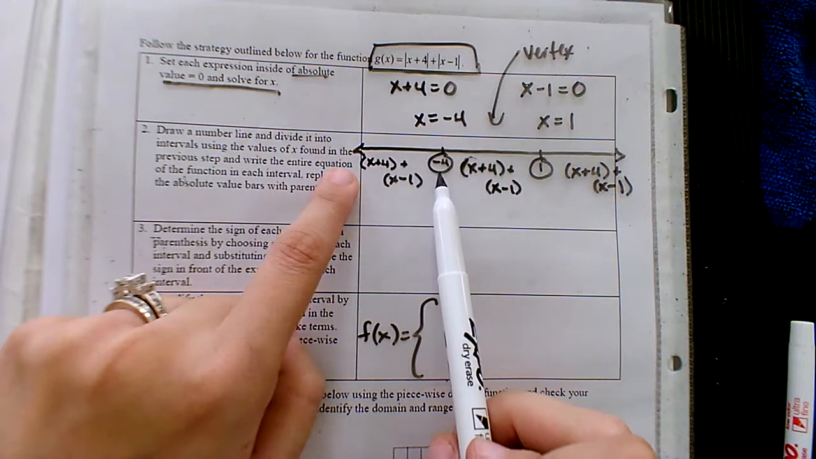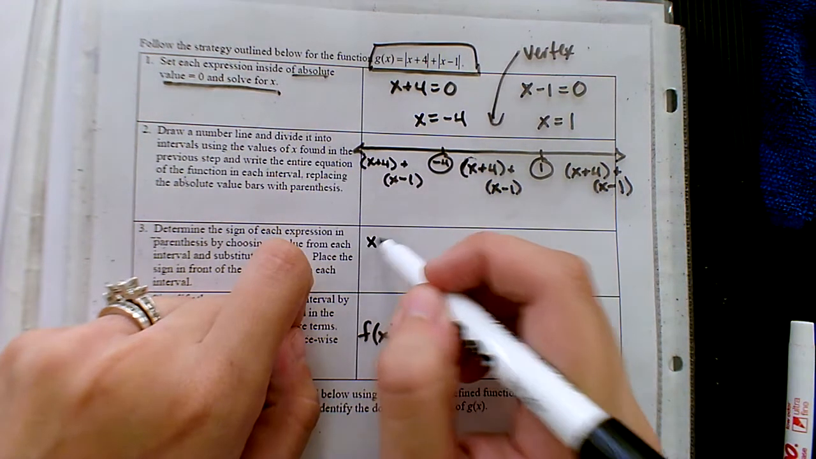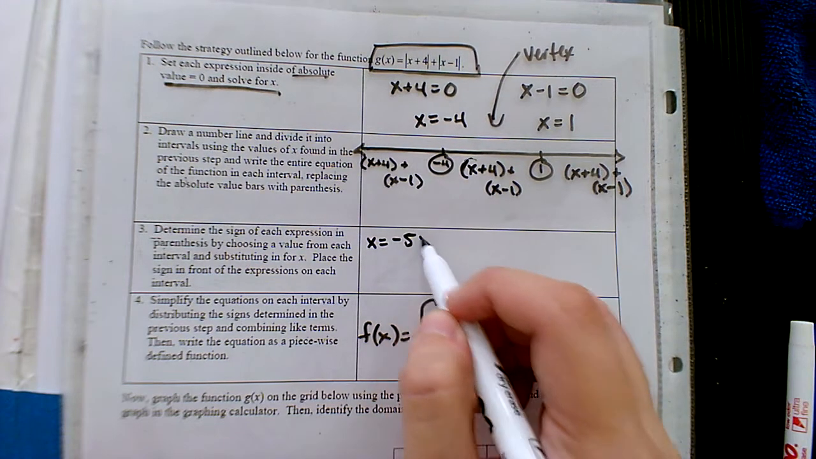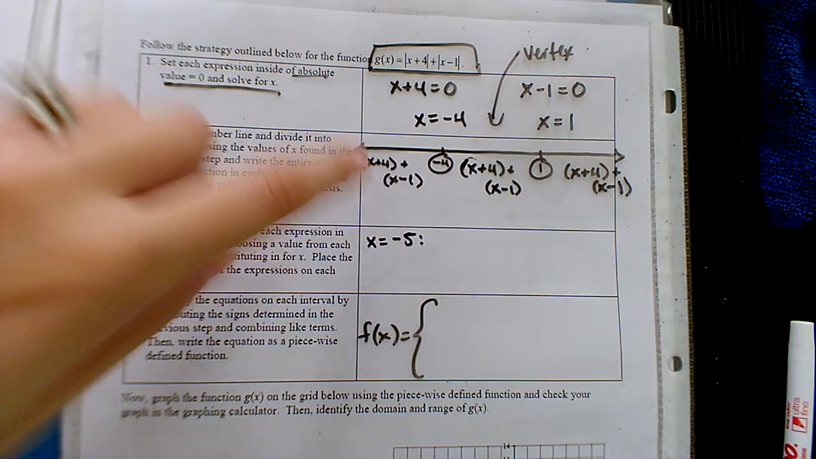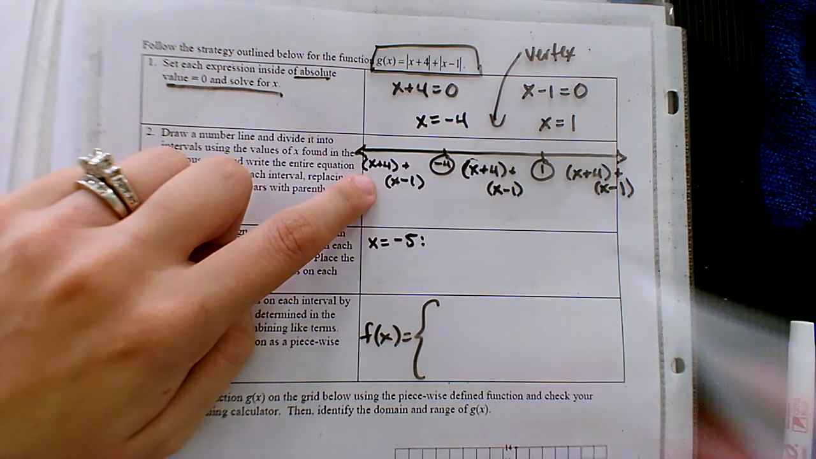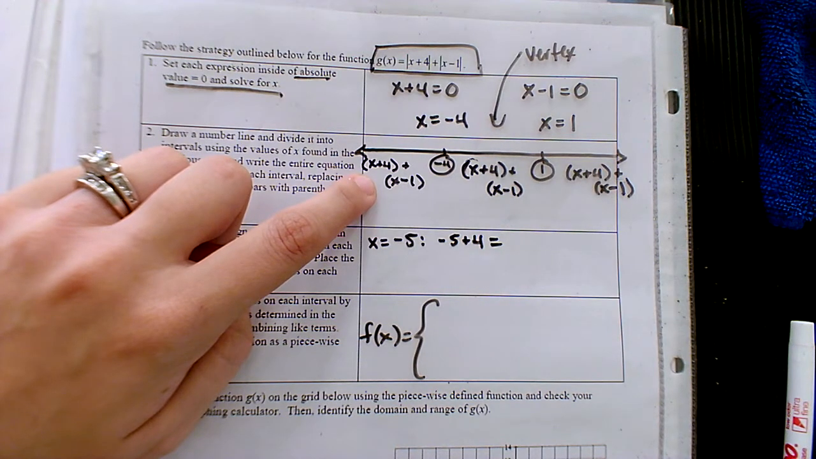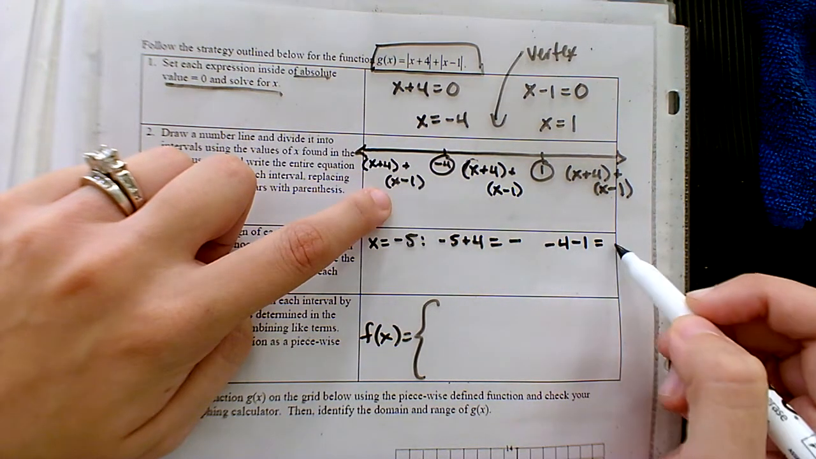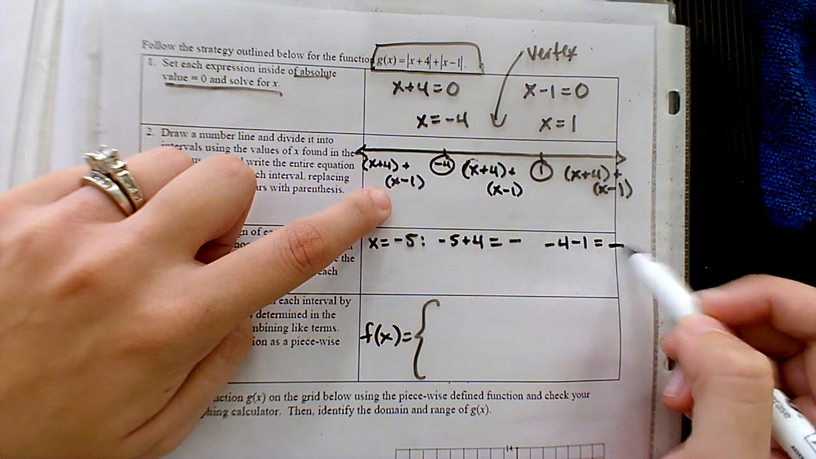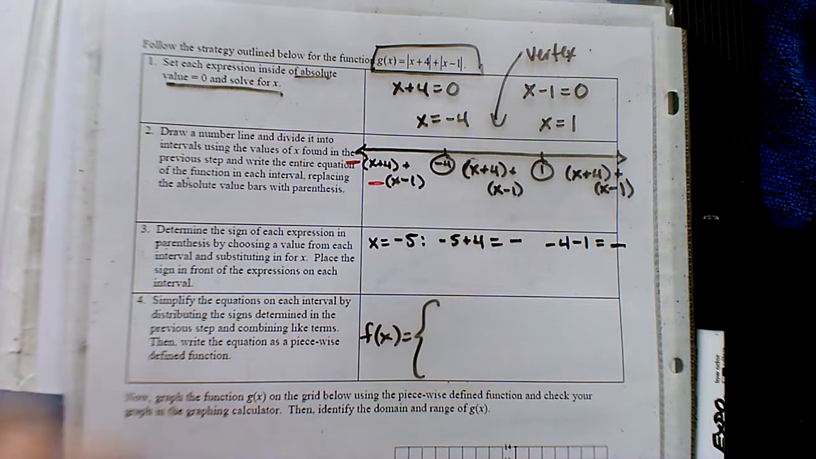Let's see, in our first interval, can we pick a number between negative infinity and negative 4? Anything you want. Negative 5? Sounds good. So we're going to plug that negative 5 into the parenthesis pairs, but again, notice how we have 2, so we have to do it twice. Negative 5 plus 4, positive or negative? Negative. All right. What about negative 5 minus 1? Negative. So we need a negative in front of both of those parentheses.